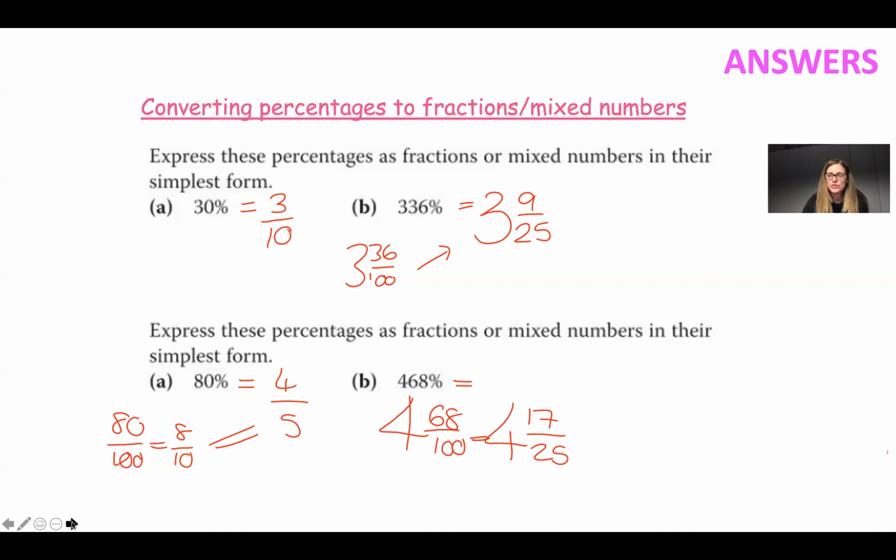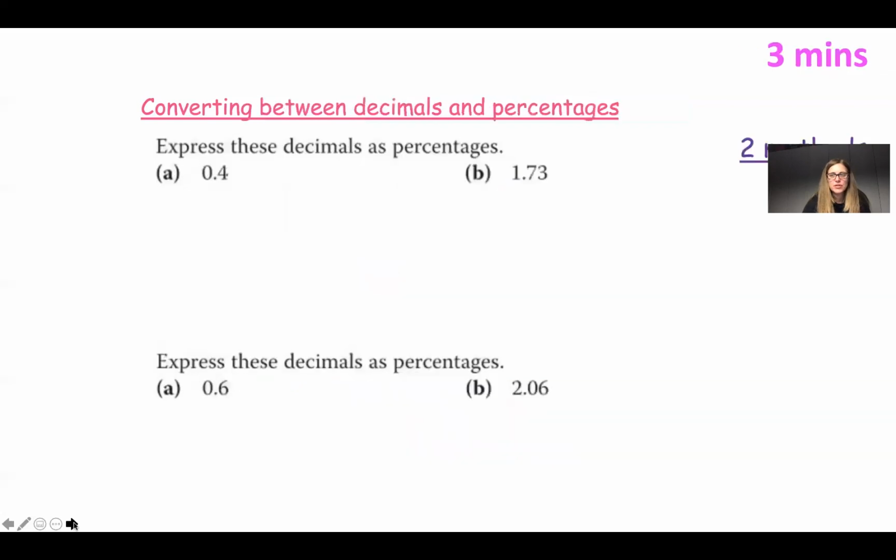And finally, 468% is 4 and 68 over 100, simplifying to 4 and 17 over 25. A reminder to always, please, be marking your work with a green pen, making corrections as necessary. And I have noticed that not everybody is always writing the question. Please, please write the questions so the notes you are making are valuable. Right, only 3 minutes for this. Off you go.